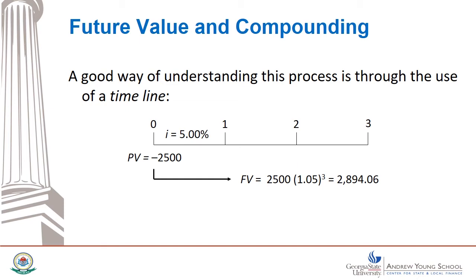Solving for future value is the initial $2,500 times the product of 1 plus the rate of 5% raised to the power of 3. So the result is $2,894.06. Until you are very comfortable with all of the calculations, I recommend drawing the timeline and the factors you know to visualize the problem being solved.